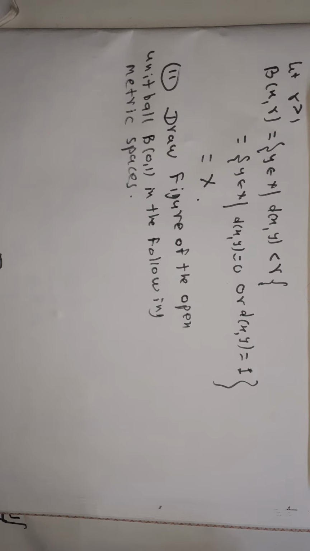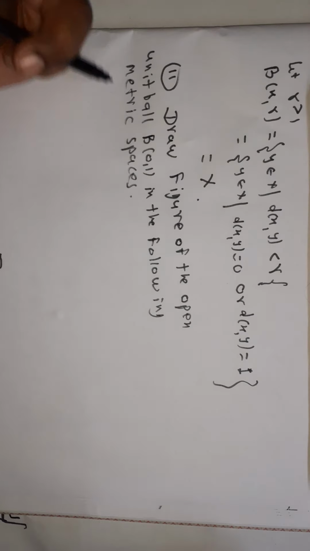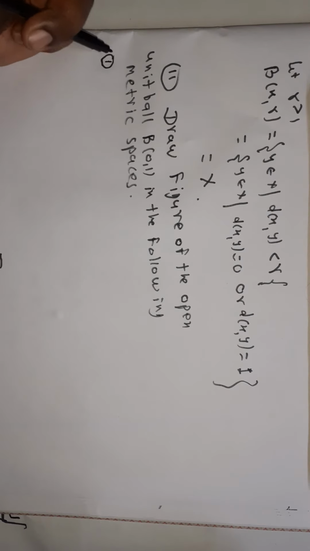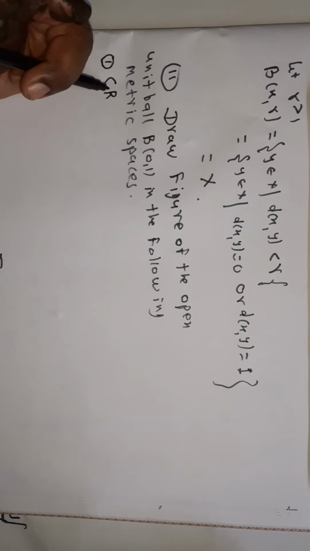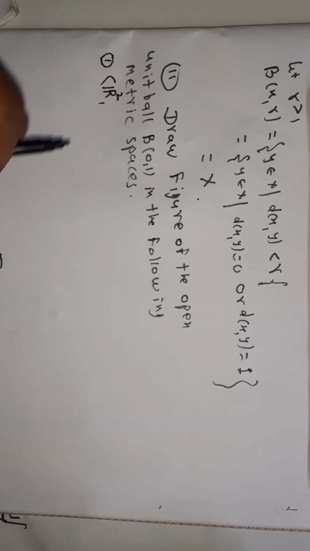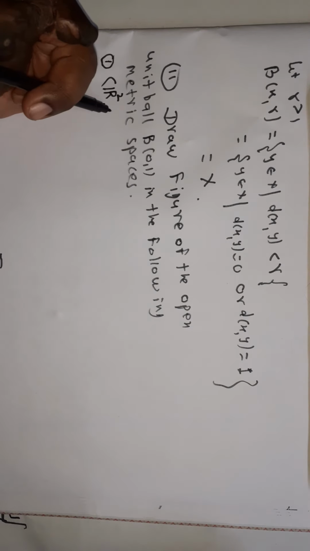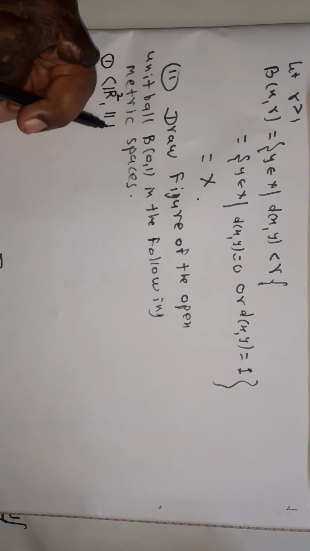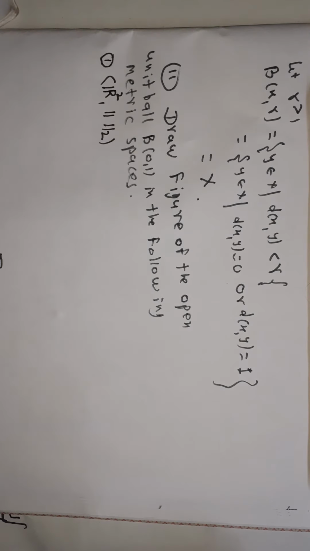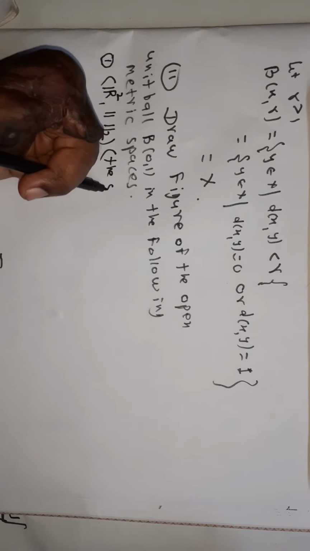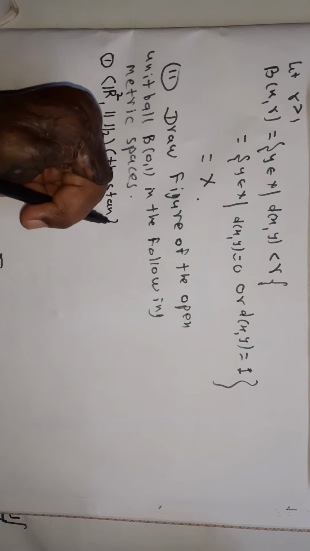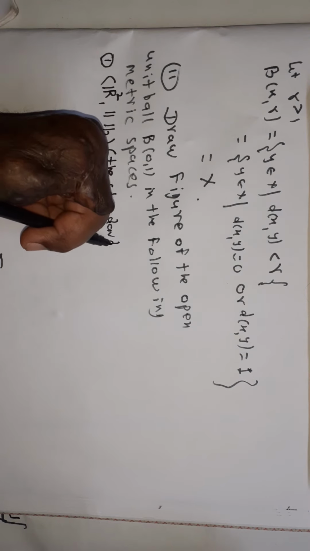The following metric spaces. Number 1: R2 with norm 2, the standard Euclidean norm.